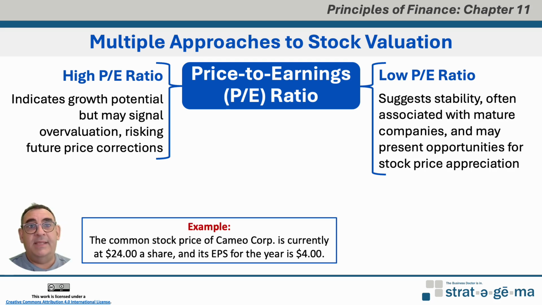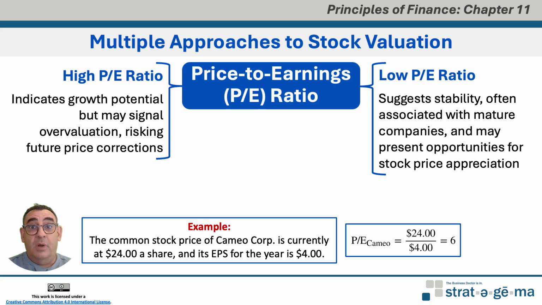So here's a basic example. If we've got a common stock of Chemical Corp, it's currently trading at $24 a share, and its EPS for the year is $4. Its price to earnings ratio is $24 divided by 4, which is 6 times.